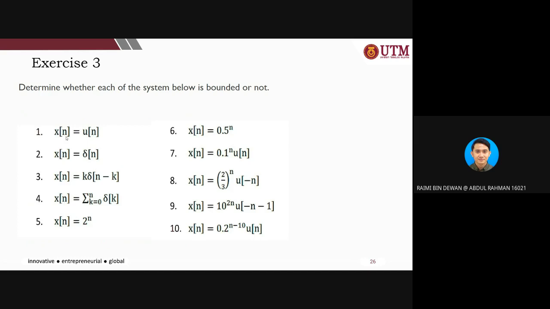So this system is not bounded. This one is an impulse, and an impulse only has one value at one certain time, the others are 0, so this one is bounded. So you try number 3 until number 10.